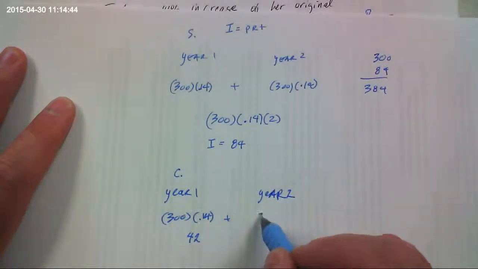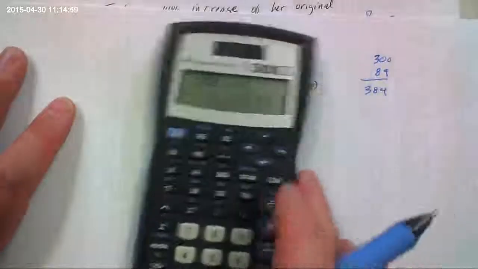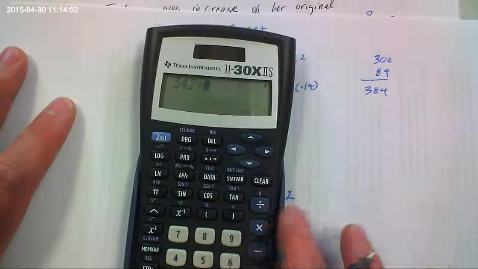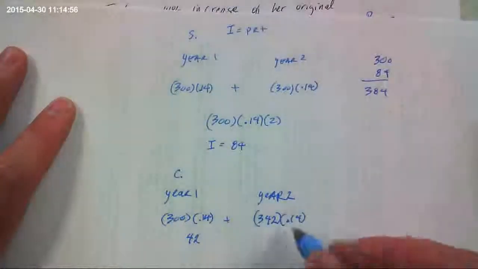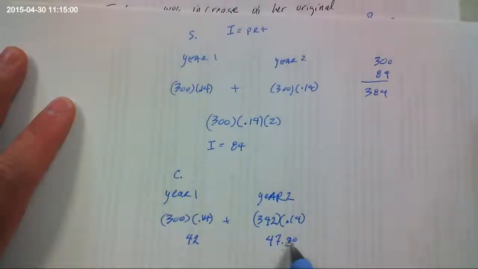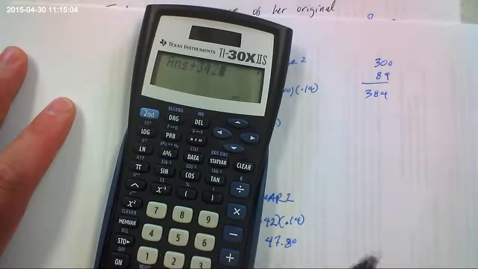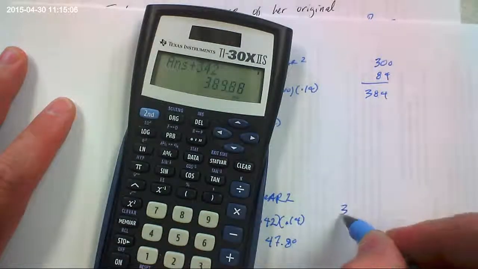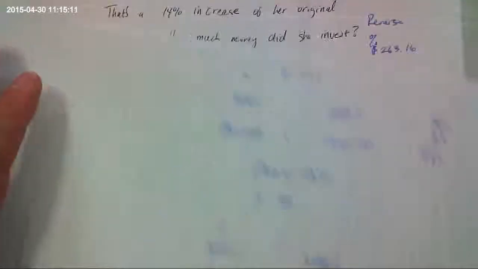Okay. Now year two. Now she's going to make interest on $342. 14% interest, so that would give her 342 times 0.14, $47.88. So that would be added to her 342, giving her a total of $389.88.